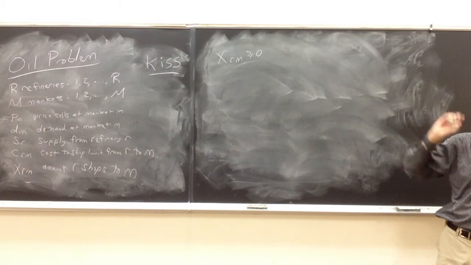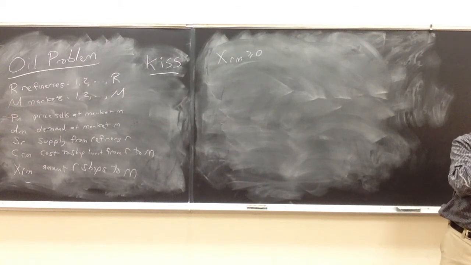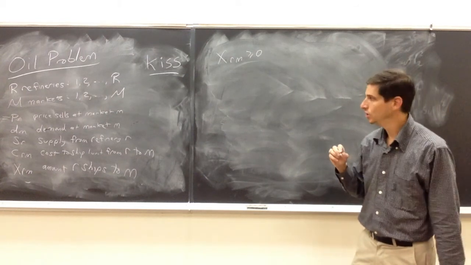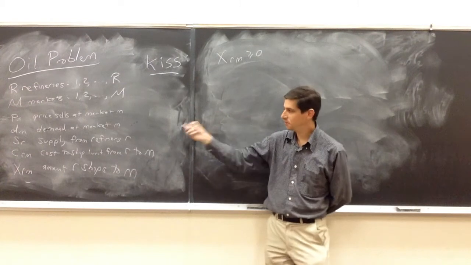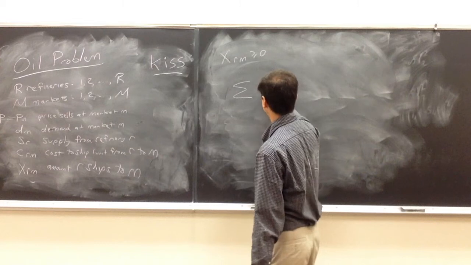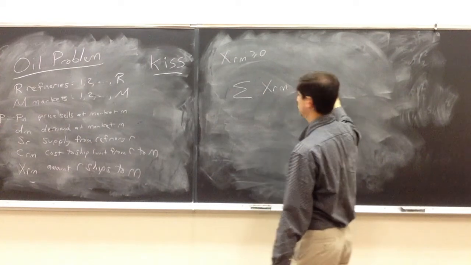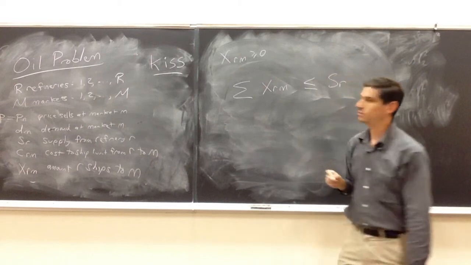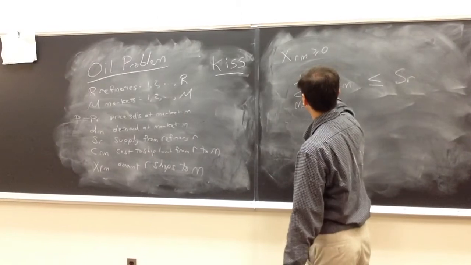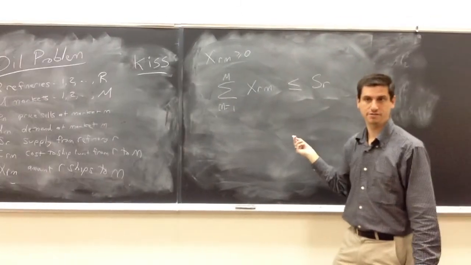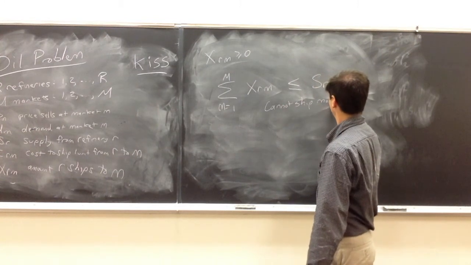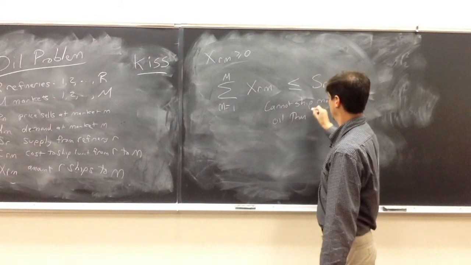Well, I'm going to assume I can move the oil infinitely fast. Yeah. So it's bounded by the supply. And in fact, you can do a little bit better. The sum of XRM has to be less than or equal to SR. What do I want to sum over? M. So what this means is I cannot ship more oil than I have.